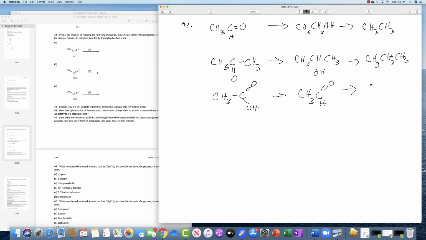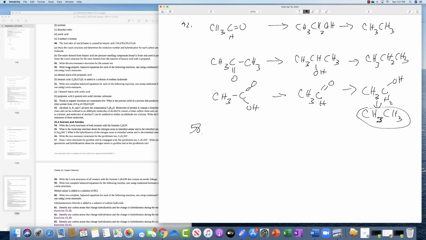This could be taken two more steps. The first would be CH3CHO, H2, and then CH3CH3. And so one reduction changes it this much, two reductions go to this step, and ultimately three reductions in this bottom one go to that.